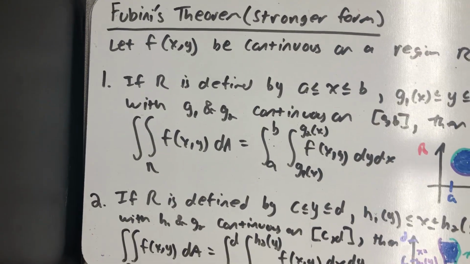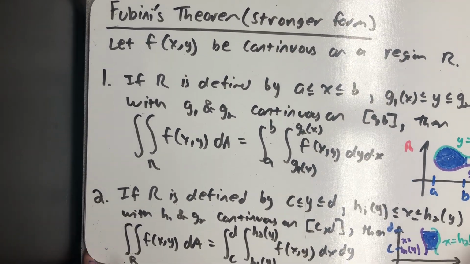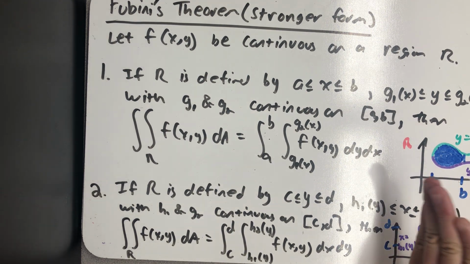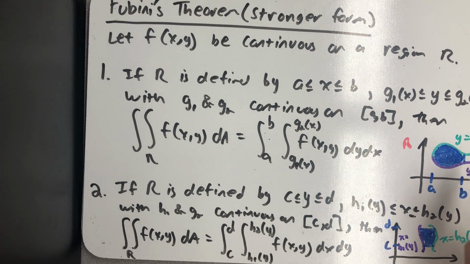Here is our stronger form of Fubini's theorem. I need a function that's continuous over a region R, and I need my region R to fit into one of two cases. I need to be able to model it with a top function and a bottom function, or a right function and a left function. So here, g1 and g2 are functions of the variable x: y is defined as a function of x. In the other case, x is defined as a function of y.